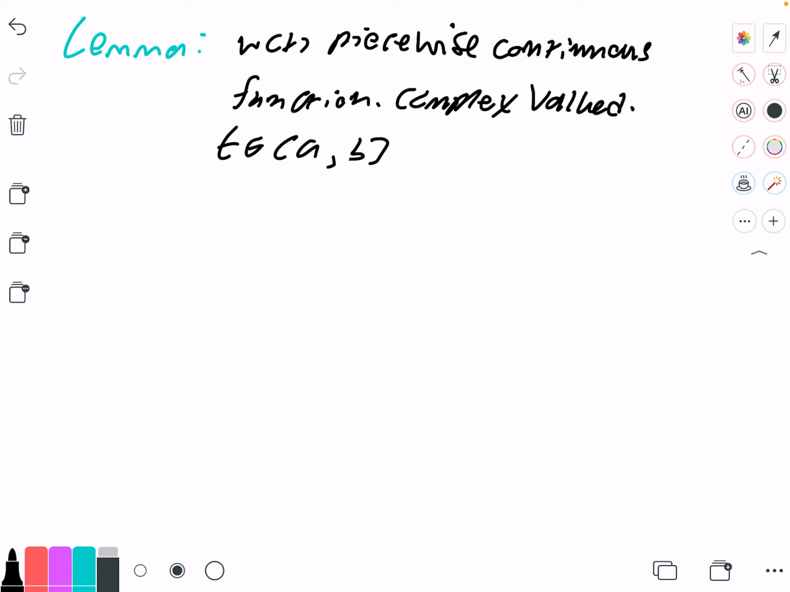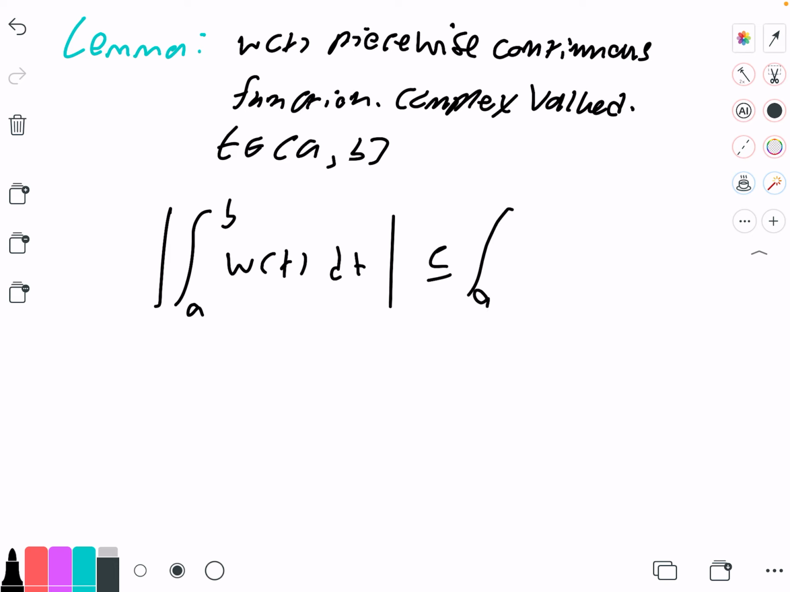Okay, so then we can actually bound the modulus of this integral. Namely, we can write, oh, it's not f, it's w. There. This is a pretty famous inequality, and it's actually pretty important. And it should be familiar.